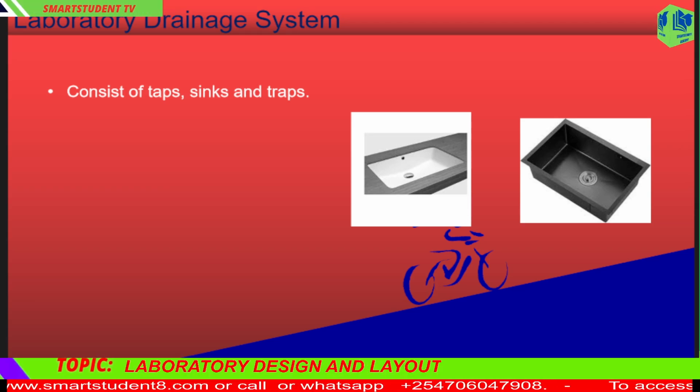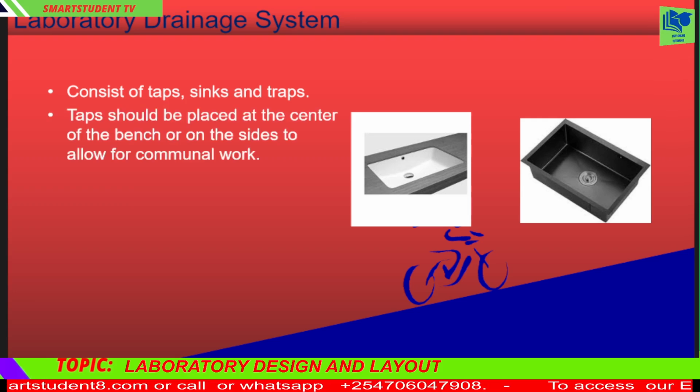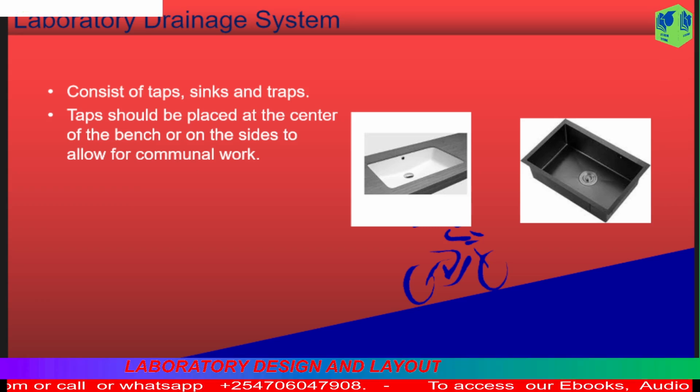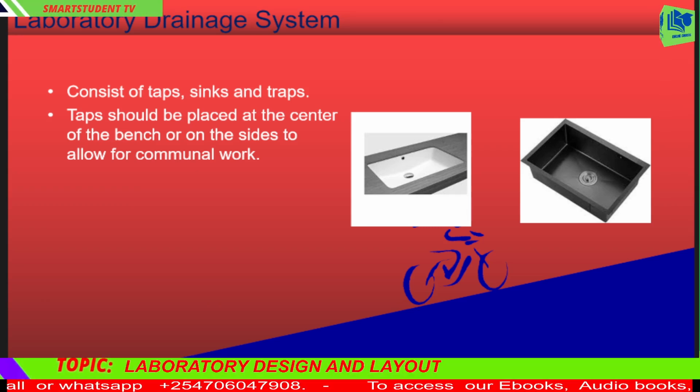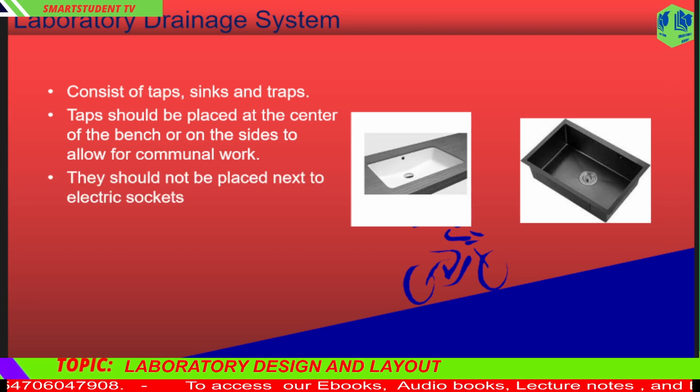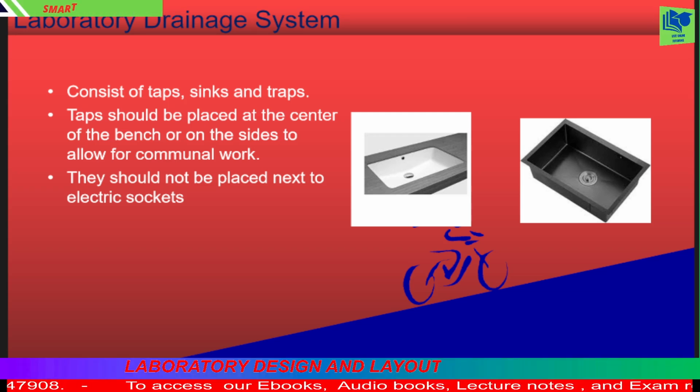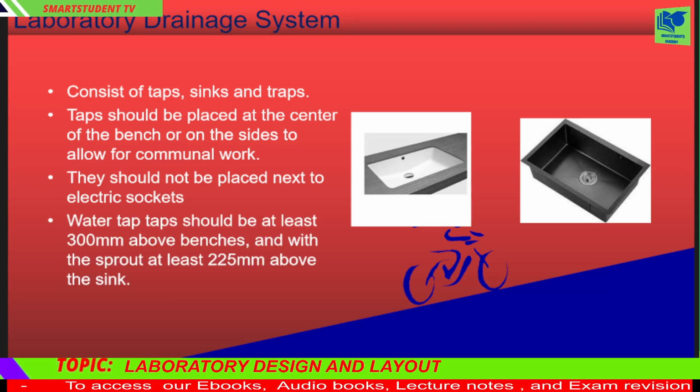Taps. The position of taps and sinks is very important and should be done in accordance with the type of work to be done on a bench. Taps should be placed at the center of the bench or on the sides to allow for communal work. They should not be placed next to electric sockets for safety reasons. Water taps should be at least 300 millimeters above benches, and with the spout at least 225 millimeters above the sink.